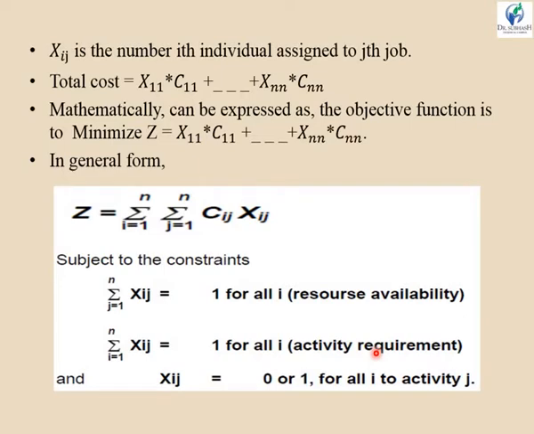So that's why the sum is equal to 1, and Xij is equal to 0 or 1 for all the activities i to j. If the assignment is done, then Xij will be 1, but if there is no assignment available, then Xij will be 0. So Xij is equal to 0 or 1. Xij will be 0 when there is no assignment, and 1 when you are doing an assignment for the i to j activity. So this is all about the general form of the assignment problem. Moving to the next slide.